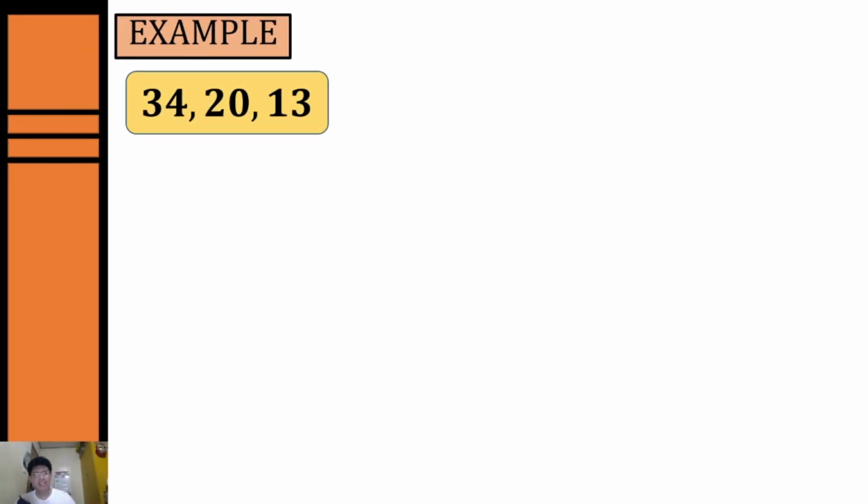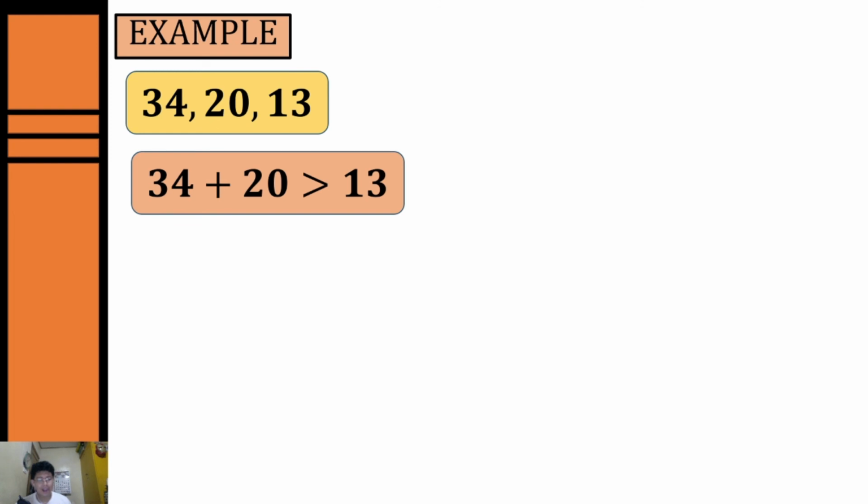Let's have our last example for today. We're given these dimensions: 34, 20, and 13. Let's see if we can form a triangle with these dimensions. Let's apply the triangle inequality theorem. Let's add our first side and our second side and compare it to our third side. 34 plus 20, is it greater than 13? So 54 is greater than 13. So it satisfies our inequality.